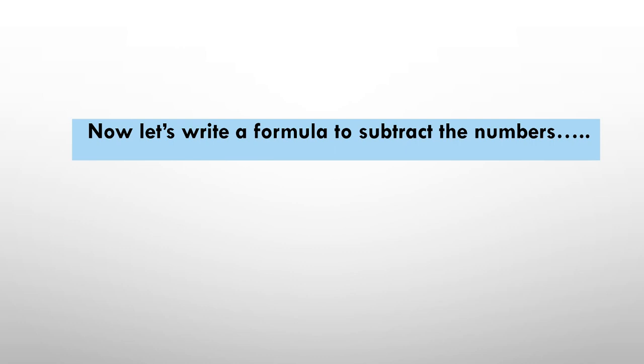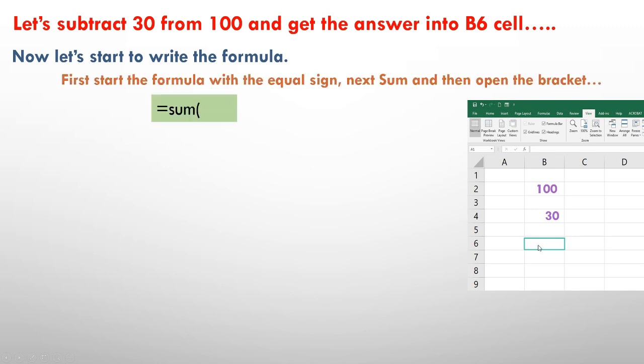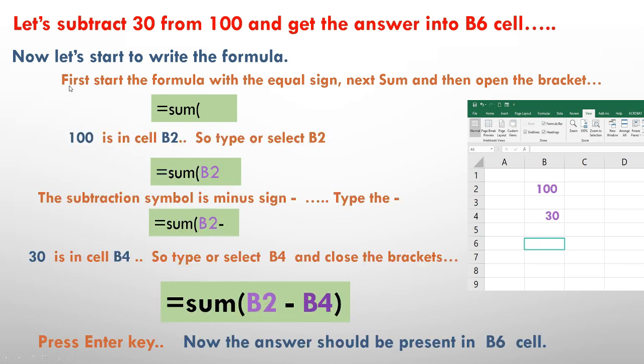Now let's write a formula to subtract the numbers. Here we are going to subtract 30 from 100 and get the answer into the B6 cell. So I'm going to get my answer into the B6 cell. So at first I have clicked on the B6 cell. First start the formula with the equal sign. Next sum and then open the bracket. In here you can see I have started the formula with the equal sign and then open bracket.